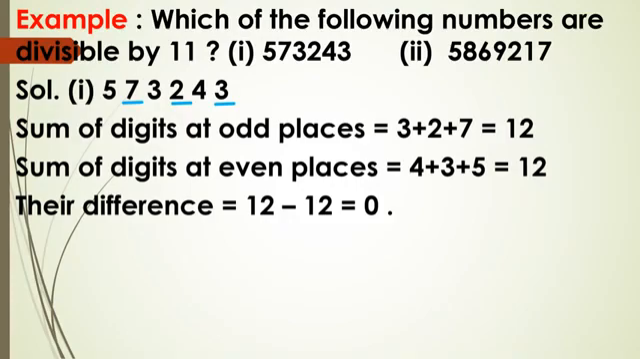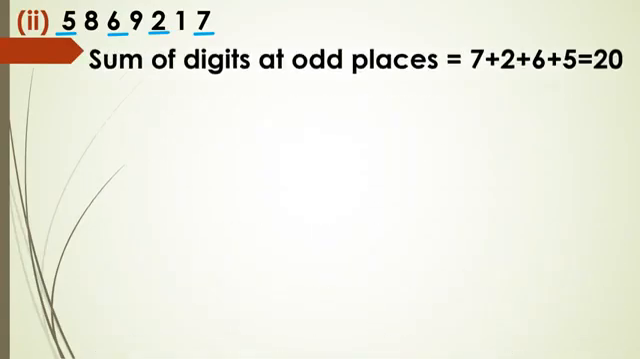See one more example. It is 58,69,217. Sum of digits at odd places, that is ones, hundreds, ten thousands, ten lakhs. Sum of odd place digits are 7 plus 2 plus 6 plus 5. I have underlined all odd place digits, which is equal to 20.